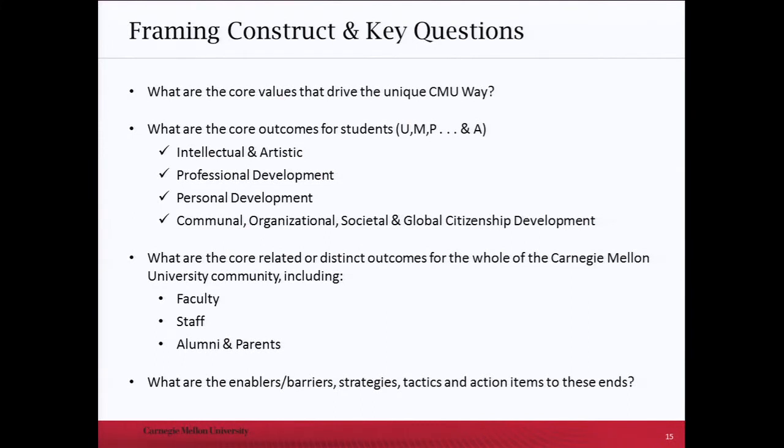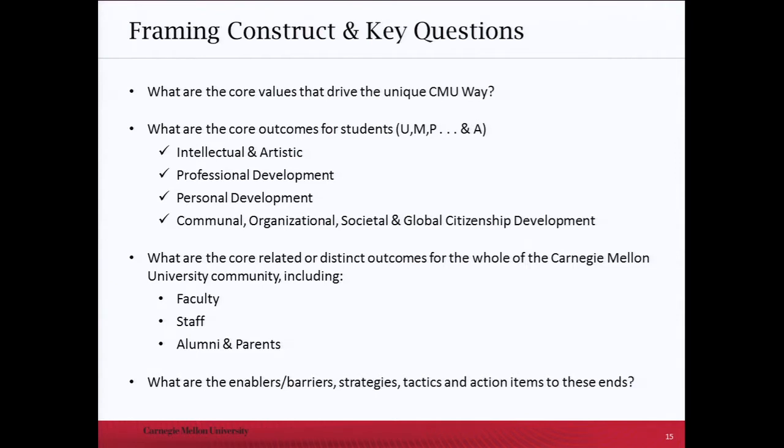So we started our work really focusing at first on the student experience. We have since expanded in, I think, thoughtful and important ways in thinking about these core outcomes domains, so the idea of intellectual and artistic development, personal development, professional development, and I'll call the fourth category citizenship development. We have a lot of concepts up there about what that means to us, that those are really key drivers in the experiences for our alumni, for our faculty, and certainly for our staff, for us to be successful as a community, but also in the ways that we engage and interact with our students.